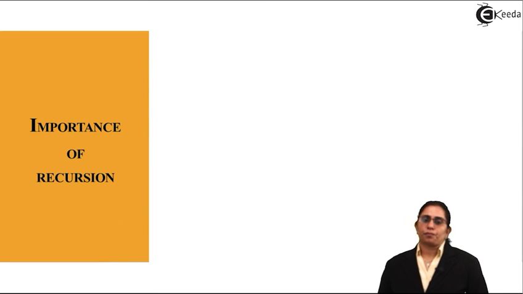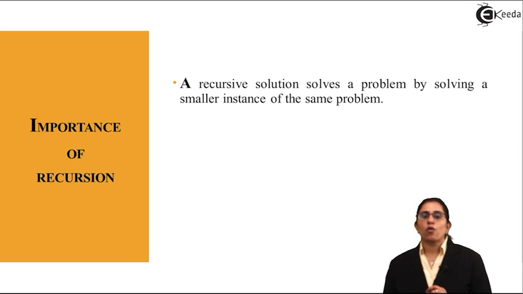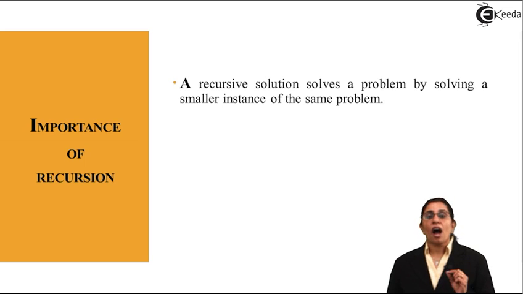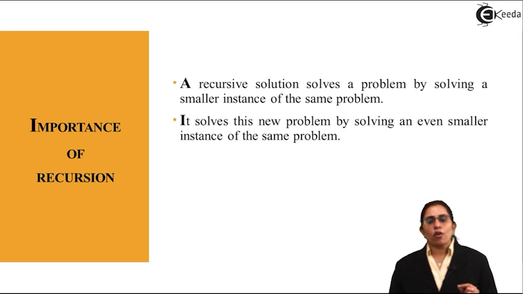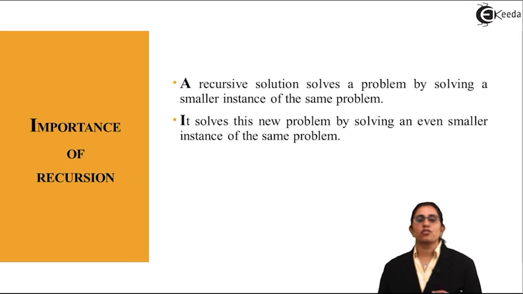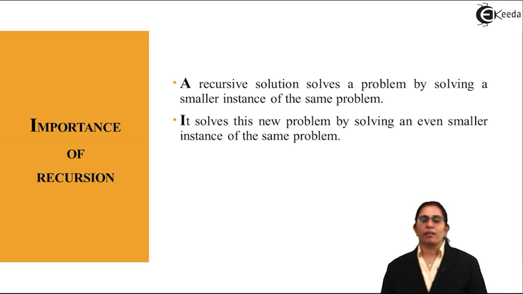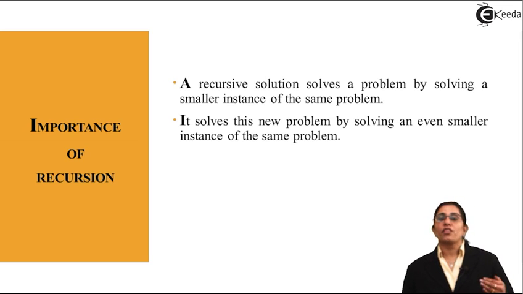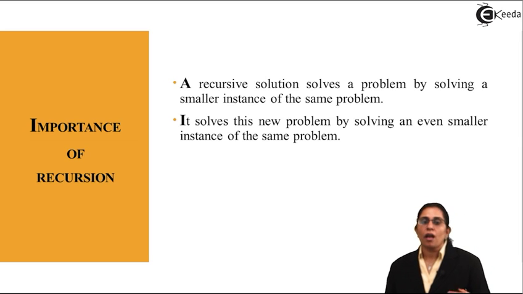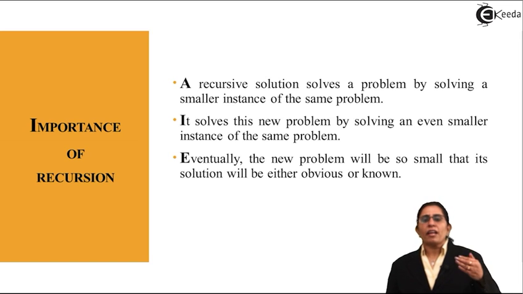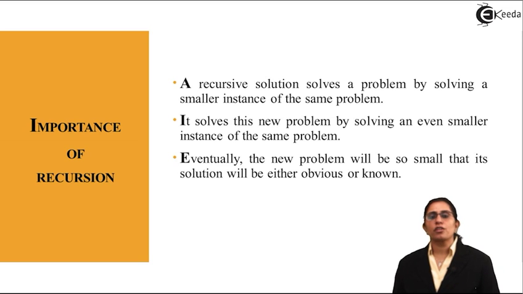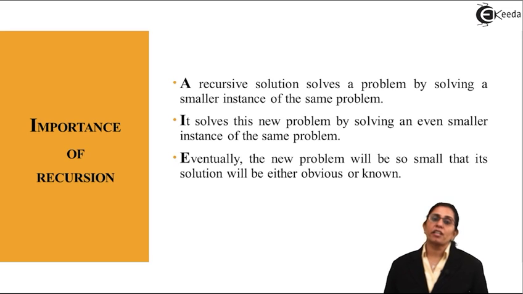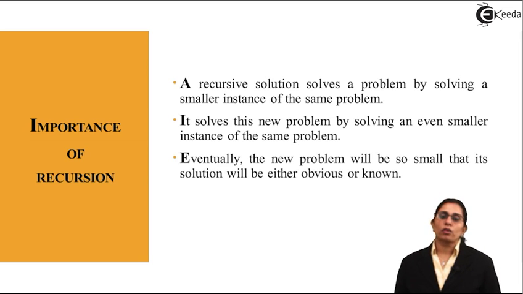Now, what is the importance of recursion? A recursive solution solves a problem by solving a smaller instance at the same time. That is, I have smaller bits which need to be solved. It solves this new problem by solving an even smaller instance of the same problem. As we've seen in the 5-factorial problem, as we were reducing from 5-factorial to 4-factorial, 3-factorial, 2-factorial, 1-factorial, at every smaller instance the recursion was working perfectly and every instance was getting smaller. Eventually, the new problem was small and the solution was becoming very obvious as we were reducing towards the base case. So recursion becomes a very important factor when we are very clear about the base case.